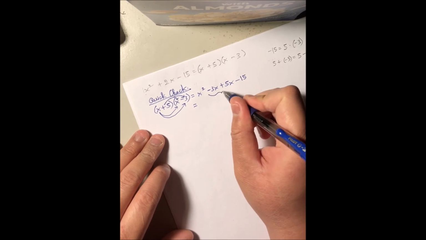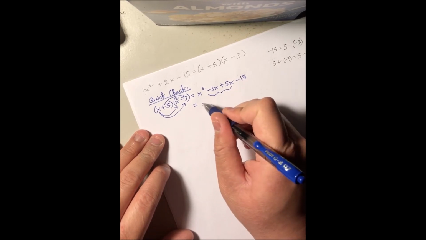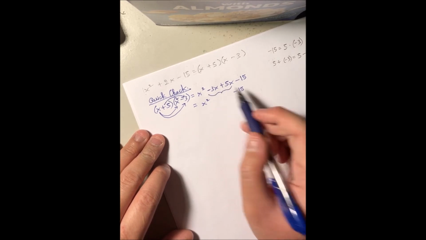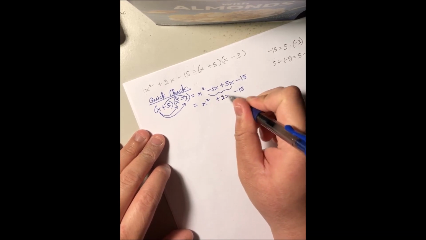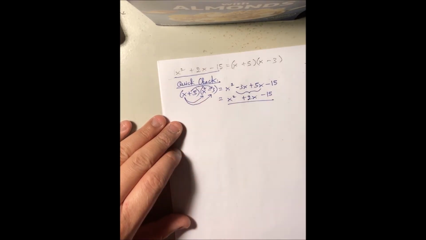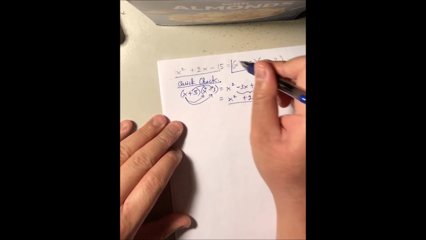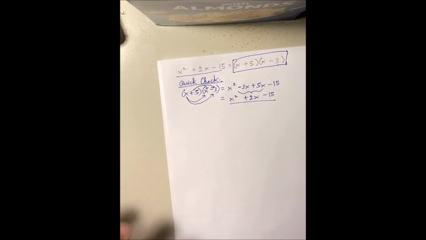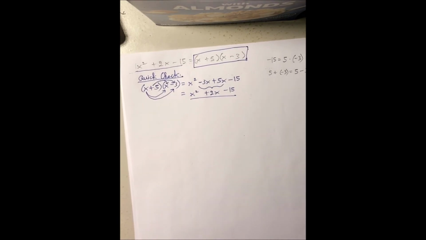Hey, guess what? Combining like terms, the 2 in the middle, so we keep the x squared and the -15. -3x plus 5x is actually +2x. Guess what? They are the same. So this is the factor form of the expression on the left. Okay. All right, let's do another example.